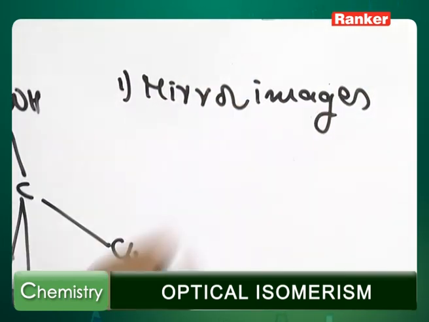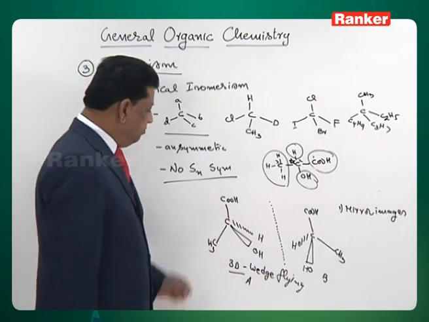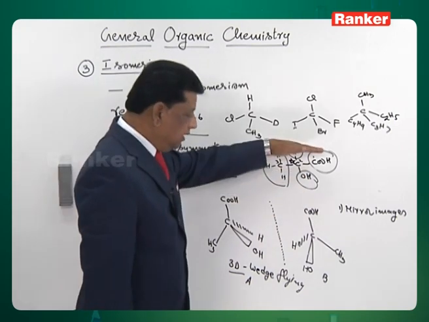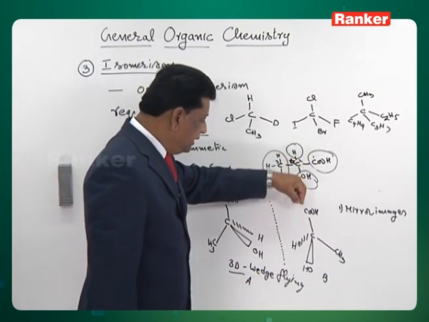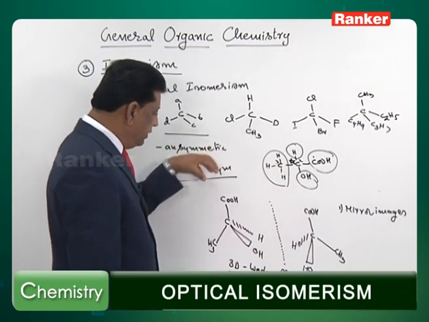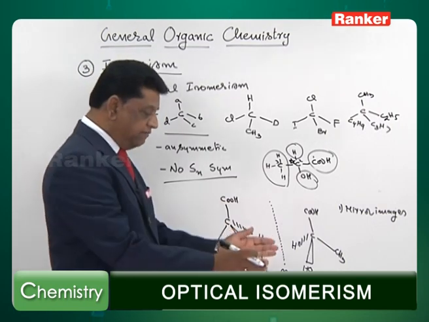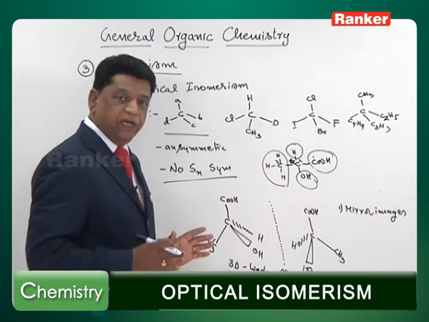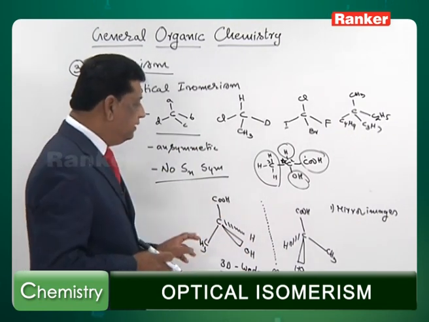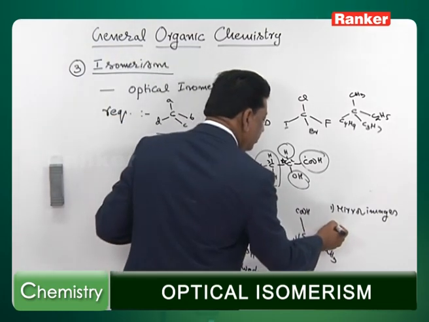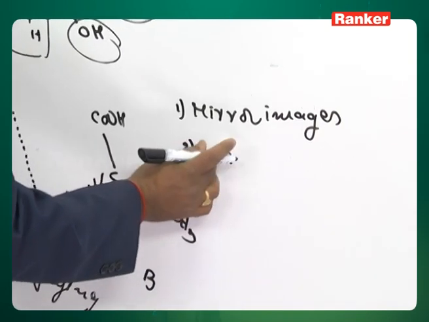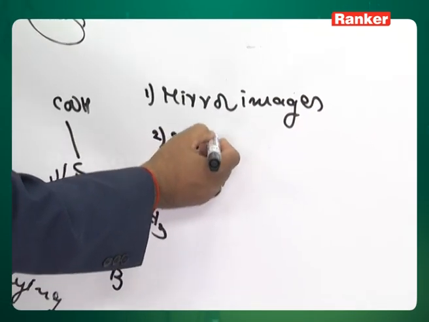And they have another property. They are mirror images, but if I take one compound and try to put it in the same place where B is present, like removing a chair and placing a new chair in the same place, if it fits exactly, that is called what? Superimposable. So these two are not superimposable. We call them non-superimposable.